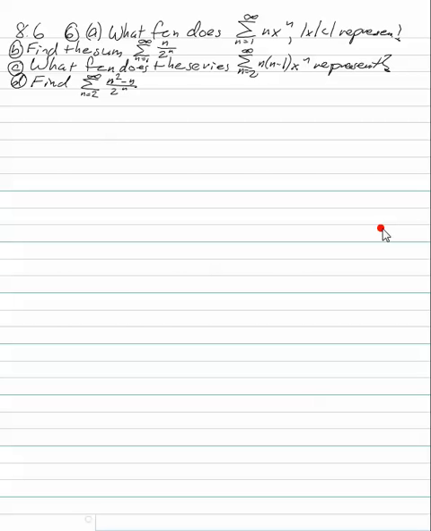So if we ask, what is the function that's represented by the series n x to the n, part A? What function does that represent? We've got to start with these series that we know. For instance, what does it remind you of? Well, it reminds me of 1 over 1 minus x, which is the series x to the n. They both have that x to the n term.